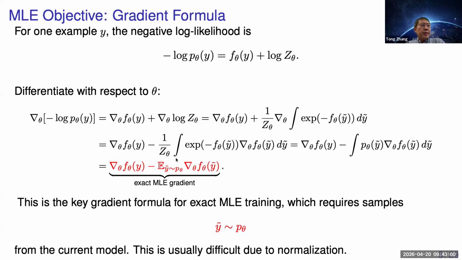Okay, so now this is a key formula. Basically, the main thing is that the first one is easy. This one is observed data. So you just take the gradient. Assuming you have an energy function as a neural net, you can just take the gradient using PyTorch, by backprop.